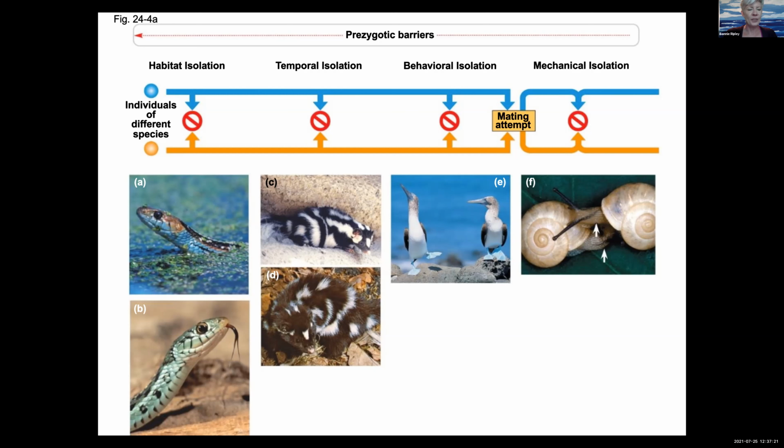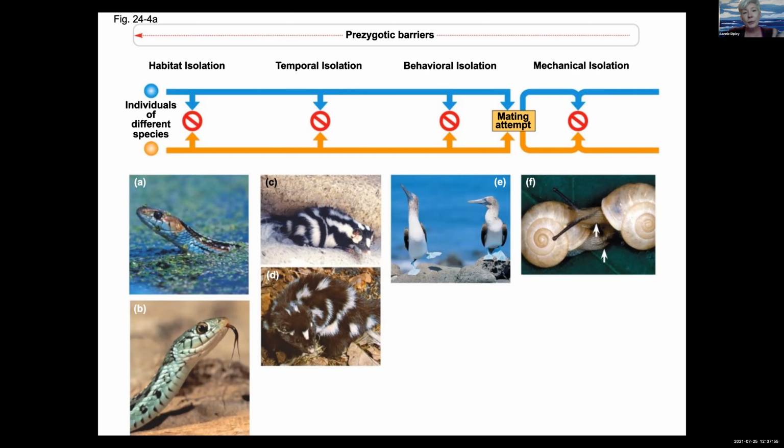All right, so if you're in the right place, you're in the right time, you've done the right song and dance, and you say, ooh, that looks like the right kind of individual that I want to mate with, a mating attempt may ensue. All right, so it's possible that closely related species may have what's called a mechanical isolating barrier, and that is they physically have different body structures that don't allow them to mate.